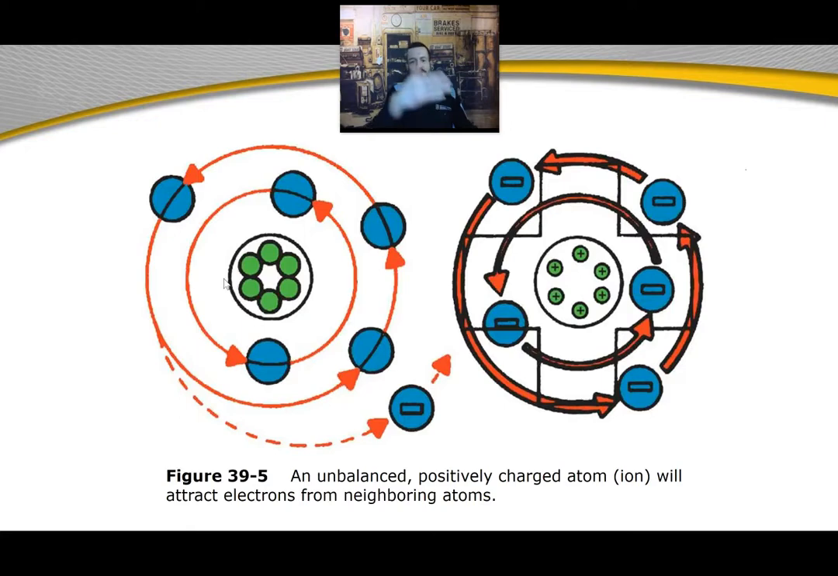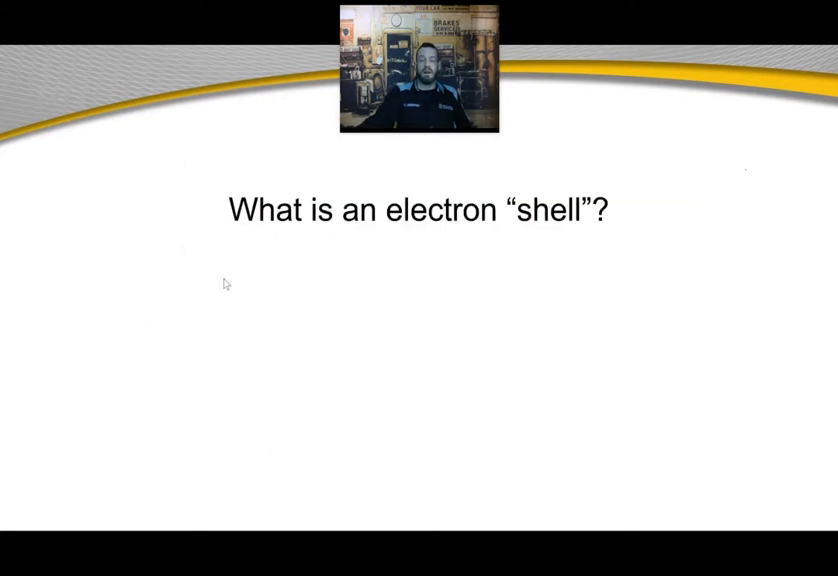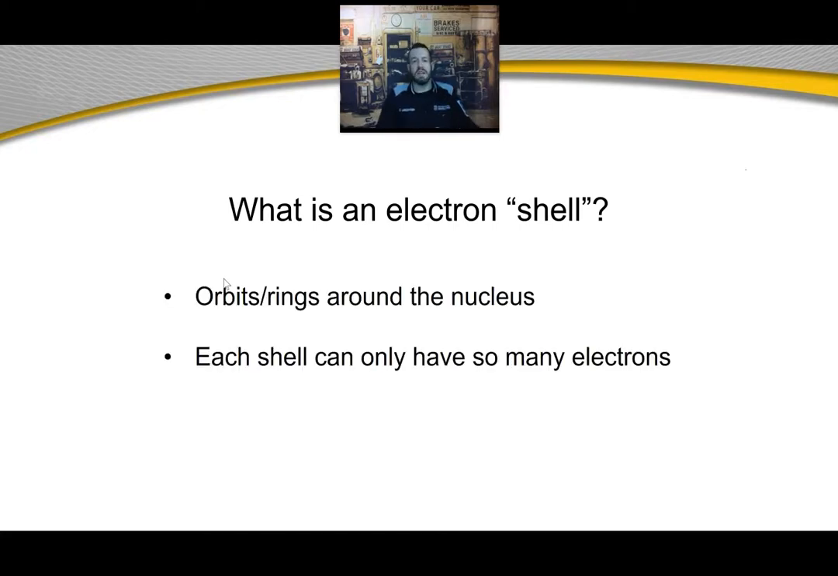An unbalanced positively charged atom, which is an ion, will attract electrons from neighboring atoms. Electrons are like the orbits of the planets. Earth has its own orbit, and so on. These are the electron shells. There can only be so many electrons in each shell. Once one orbit gets filled up, they go on to the next one, and then the next one, depending on however many electrons the atom has.